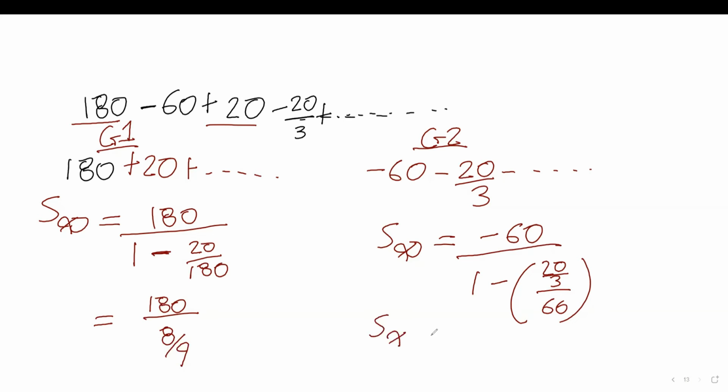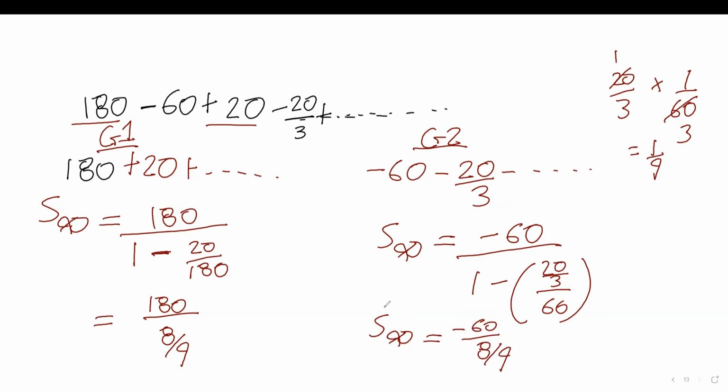And over this part, the sum to infinity is 20 over 3 divided by 60, which is the same as multiplied by 1 over 60. 20 into itself 1, 20 into 60, 3. This is the same 1 over 9. So this is just minus 60 divided by 8 over 9.